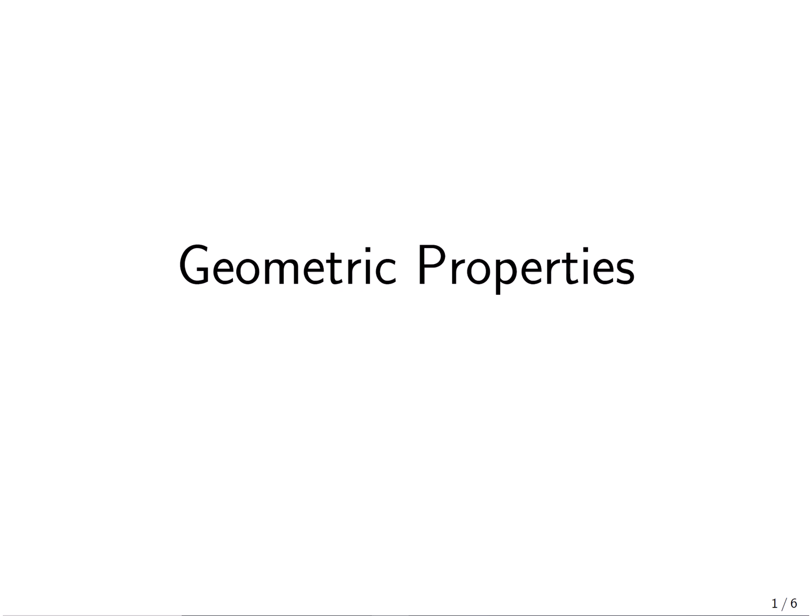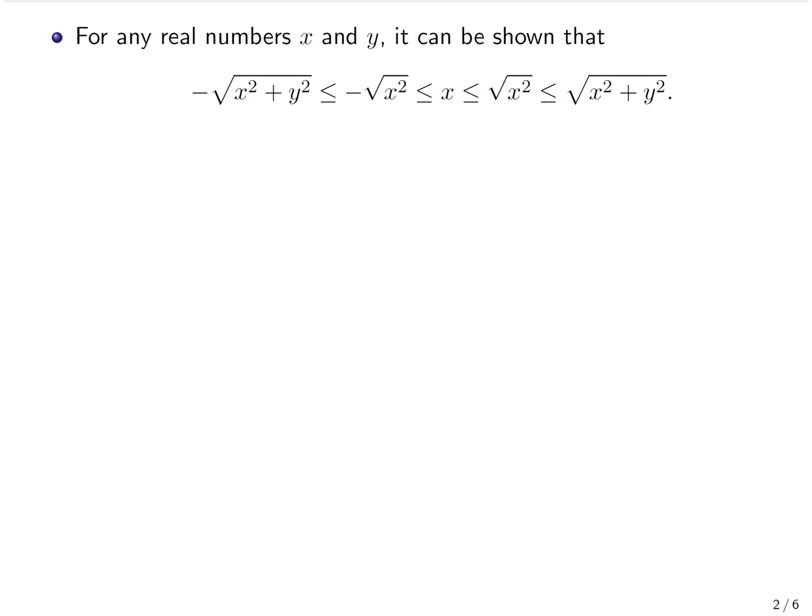So let's talk about some geometric properties. For any two real numbers x and y, we can show that negative square root of x squared plus y squared is less than or equal to negative x squared. The reason is y squared is always greater than or equal to 0. So if you add a term, it should be smaller.